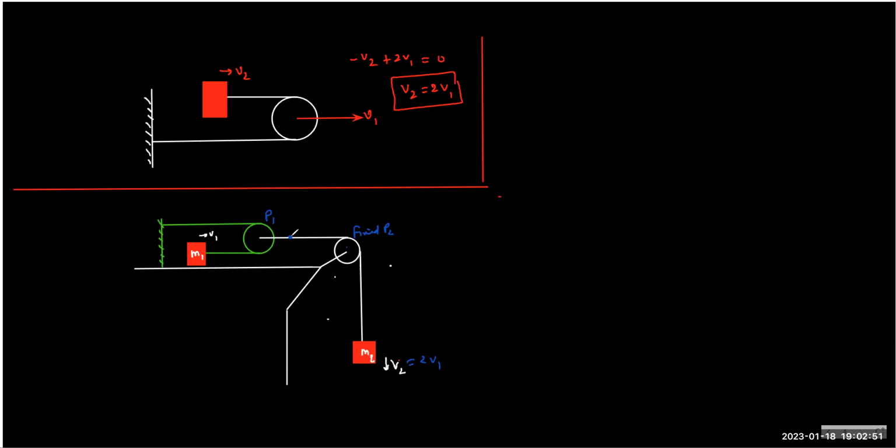So if M2 is going down, it means the pulley P1 is going right with speed V2, isn't it? So it is a similar question. It's not difficult. Hello, is this clear? Yes, sir. So imagine this question. This pulley is kind of fixed or hanging from the ceiling.